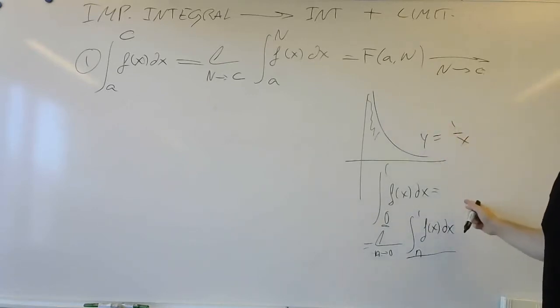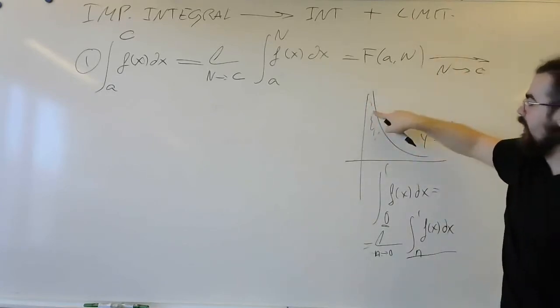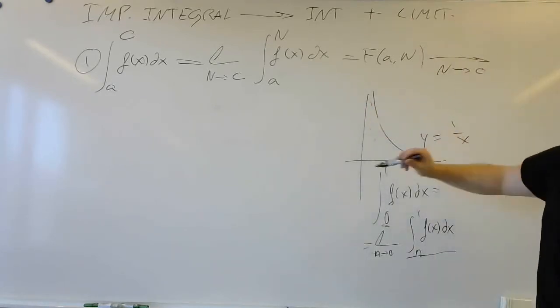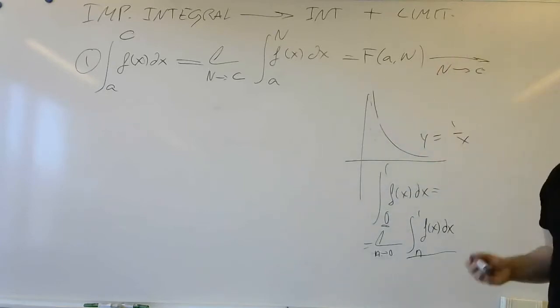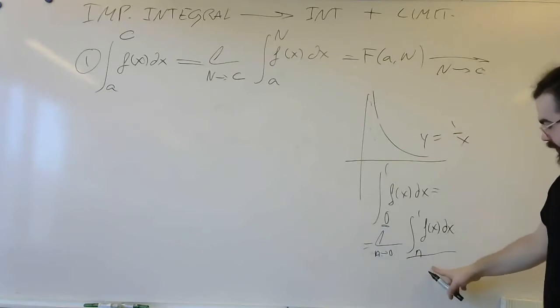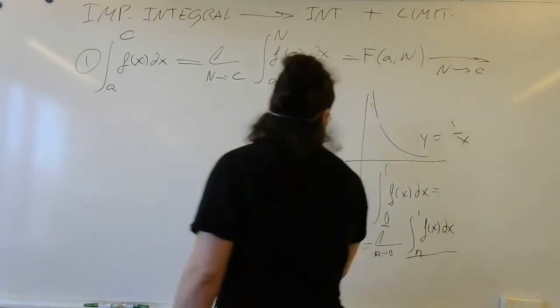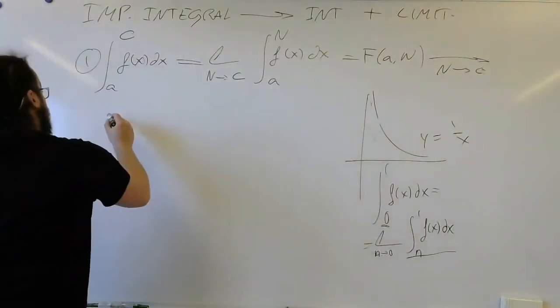The perfect example here is 1 over x. This is not bounded at 0. It just goes up and up and up. This is a vertical asymptote. So in order to solve this integral, we should treat it in this way. Let's see what happens. By the way, I have never solved this integral.